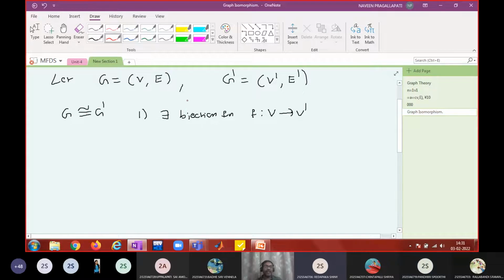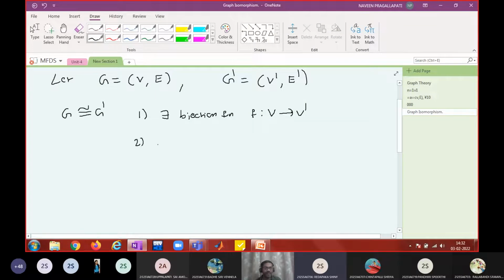What do you mean by 1, 1? Distinct elements of A should have distinct images. That means no two elements should have the same image. And what do you mean by onto? Every element in the codomain should have a pre-image, right? That means no element in the codomain is left out. So that means there should be a 1, 1 correspondence between elements of V and elements of V dash.